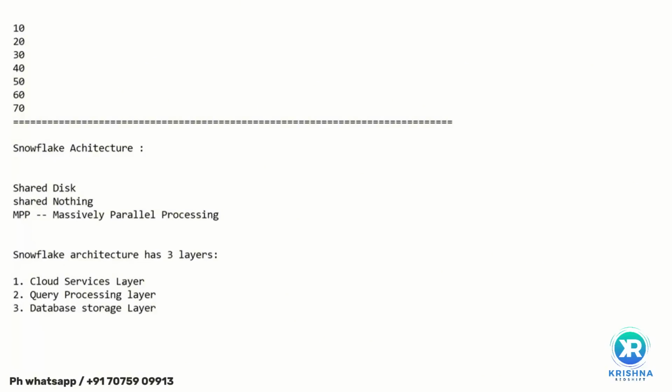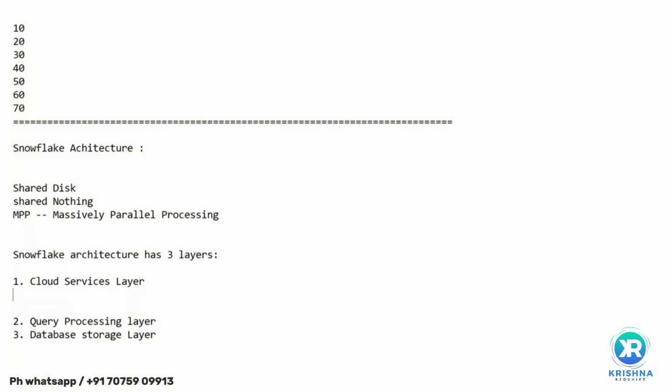We'll go one by one. The cloud services layer will have different services: for authentication and access control, for infrastructure management, for optimizing, for metadata management, and for security management. Those are all services. Services means some software will be there that takes care of these activities.